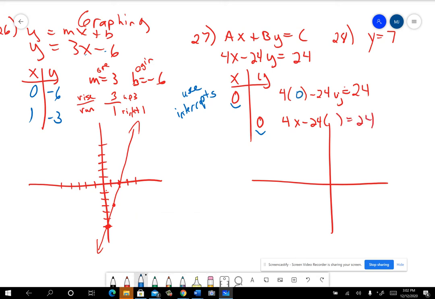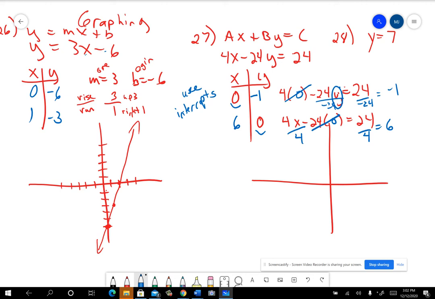So if I put a 0 in for the x, this would be gone, and I'd have to get rid of that -24, and that would wind up giving me a -1 right there. But if I put a 0 on this side, that's gone, and I'd have to divide by 4, and that would equal 6. These 2 points, people will plot incorrectly a lot of times, so you do need to be careful when you're working problems like that.